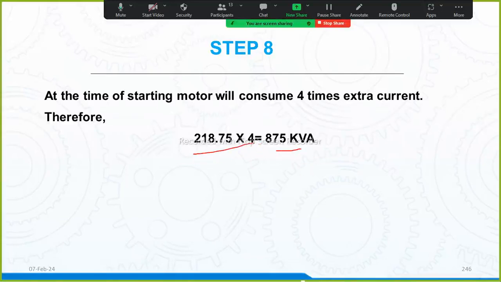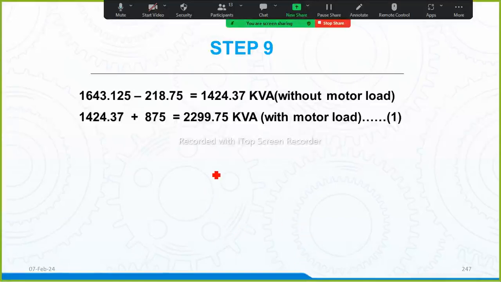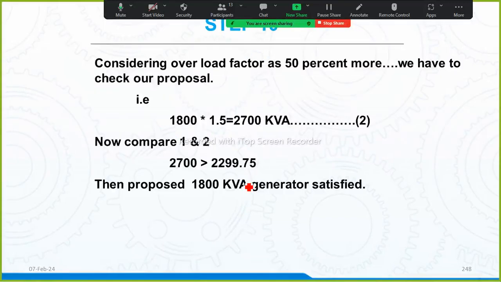This is nothing but the starting. So now I remove that: 1643.125 minus 218.75, I got 1424.37, plus 875, I got 2299.75 with motor load.